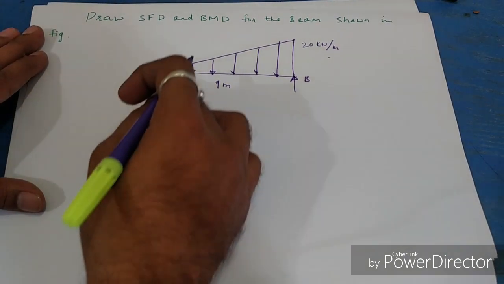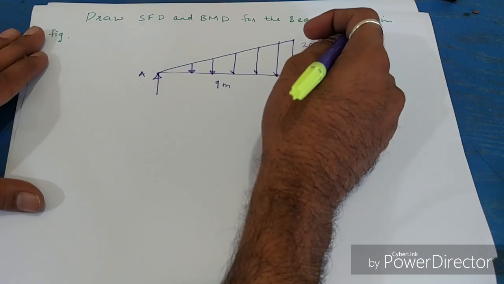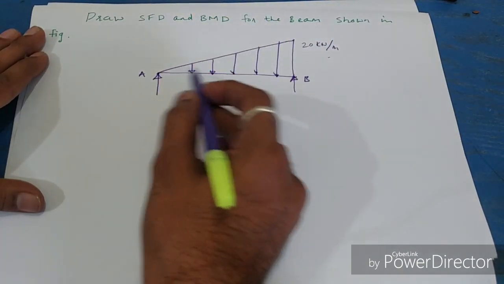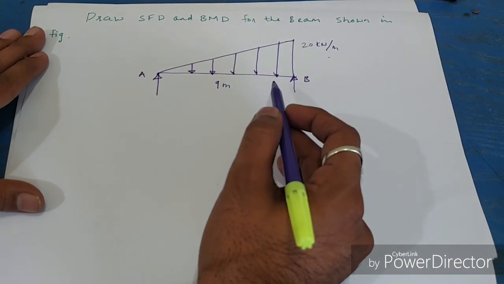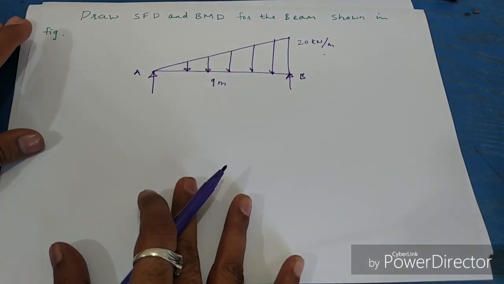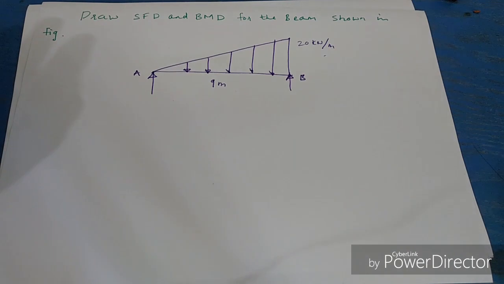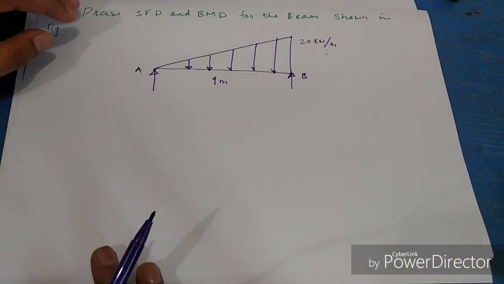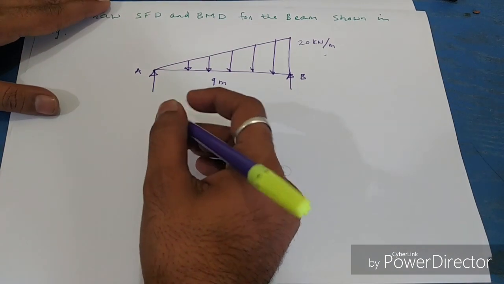So it is increasing uniformly. There is a linear increase in the load with respect to the span. And students find it difficult to understand the SFD and the BMD for a beam which is subjected to UVL, and we will see how to draw the SFD and BMD for this particular case.